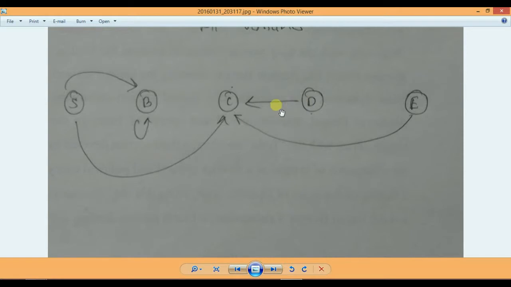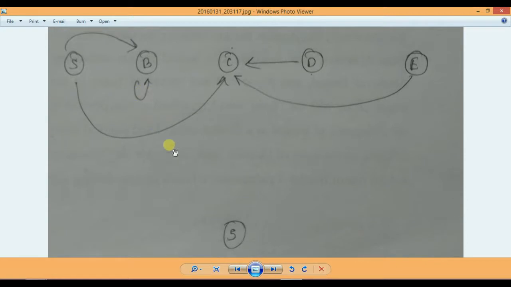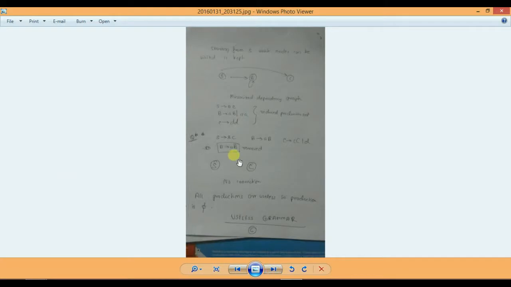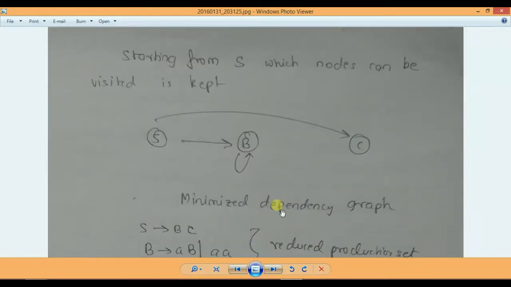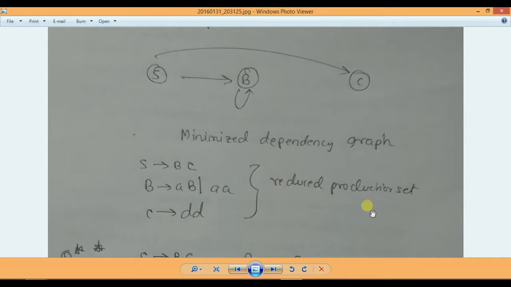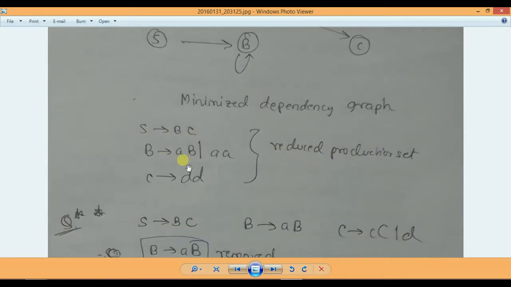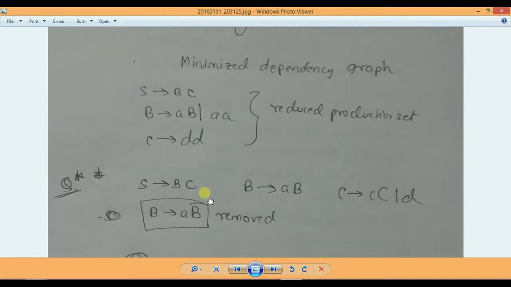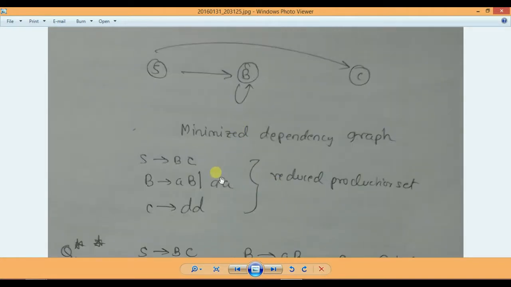This arrow goes from D to C, but from C to D, no arrow. We can't reach it. Can we reach E from S? Is there any way? No, there is not. There is no way to reach E from S. So these two variables have to be removed from the production rule. So the minimized dependency graph becomes S to C, S to B, and B with a self loop. The reduced production set is S is BC, B is AB or AA, and C is DD. So this is how you remove the useless variables from the grammar.